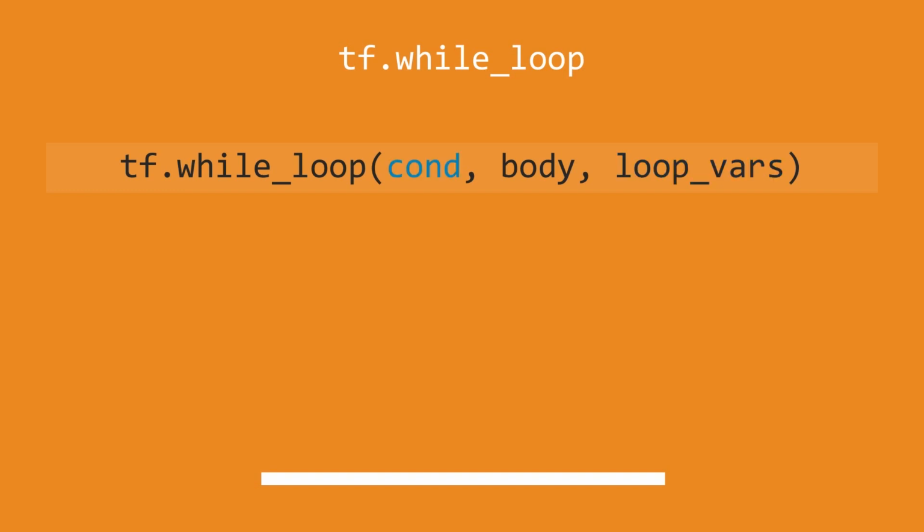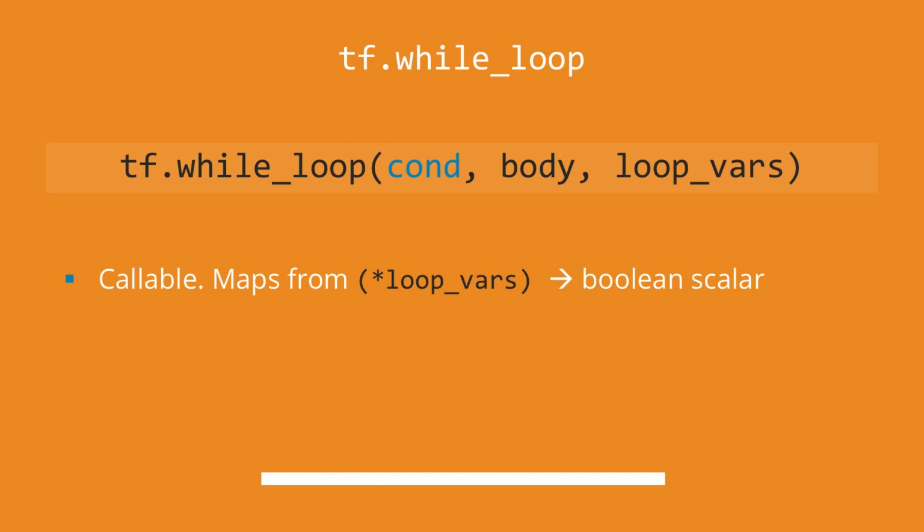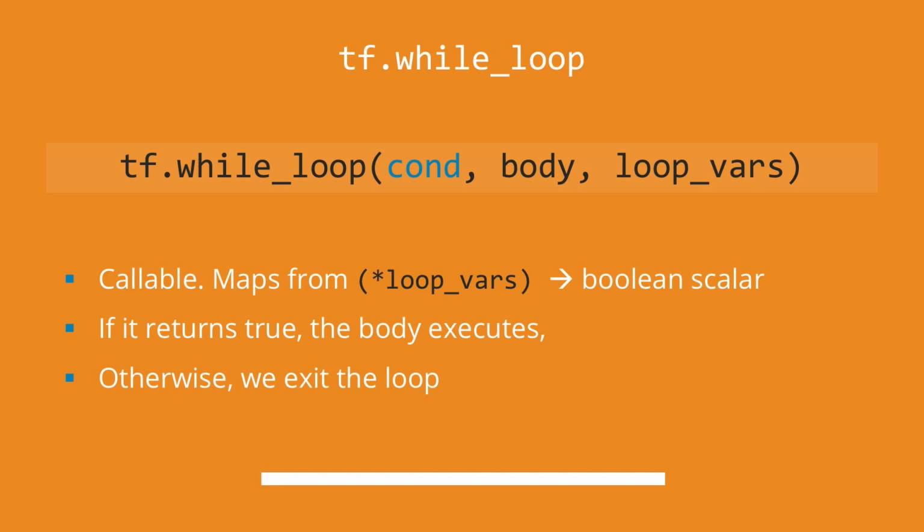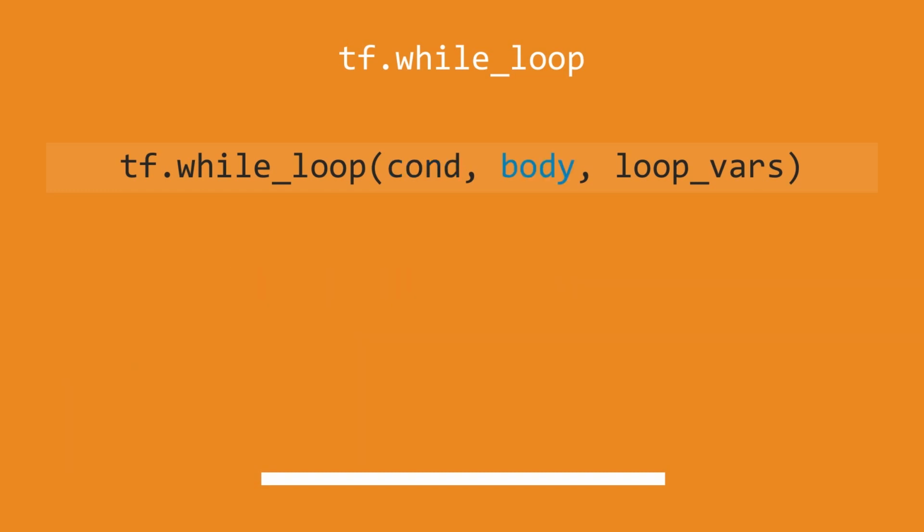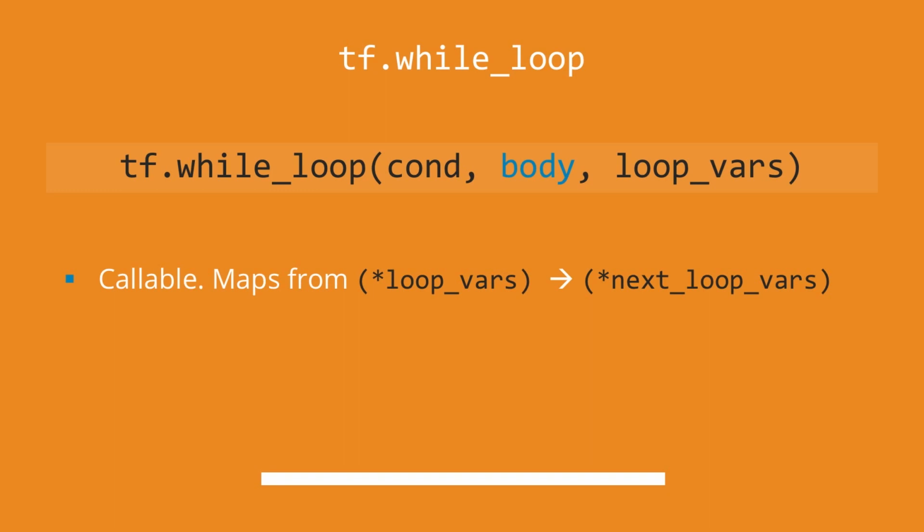Now to the callables, cond and body. Again, cond maps from whatever our loop variables are, the number of inputs, to a Boolean scalar. And as you'd expect, if it's true, then we actually execute the body. Otherwise, we exit the loop. Makes sense. Then the body is where our actual computation happens, and it maps from our current input loop variables to the next input loop variables. So the inputs to the next loop are the outputs from the body.